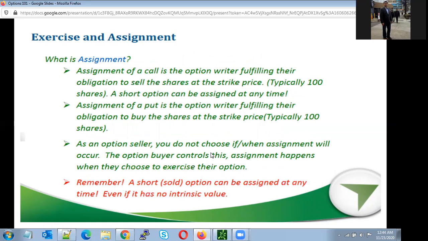Assignment of a put is when the option writer fulfills their obligation to buy the stock at the strike price. That is a put. So a put has to be bought on the upper side, meaning if I bought my put at 100 and the stock is 85, the option writer who sold the put has to buy the 100 stock at that particular strike price. So that is assignment. As an option seller, you do not choose if or when assignment will occur. The option buyer controls this; assignment happens when they choose to exercise their options.